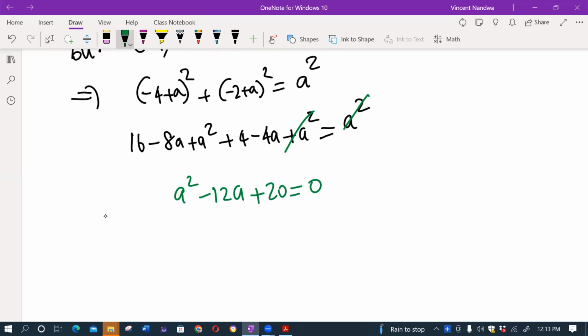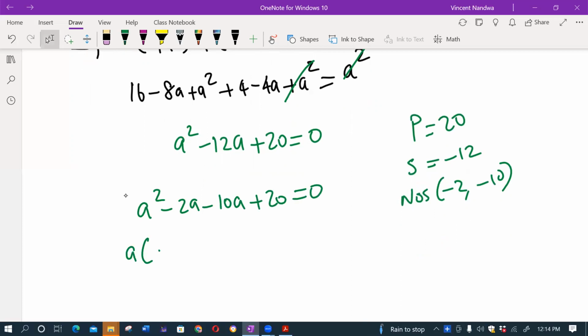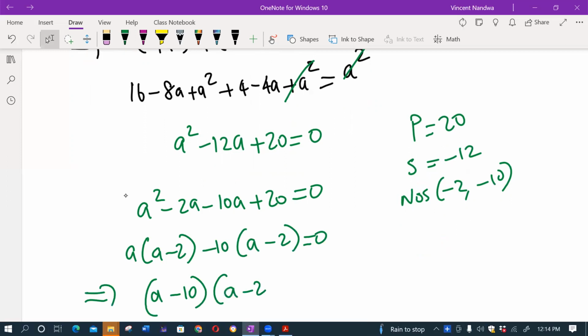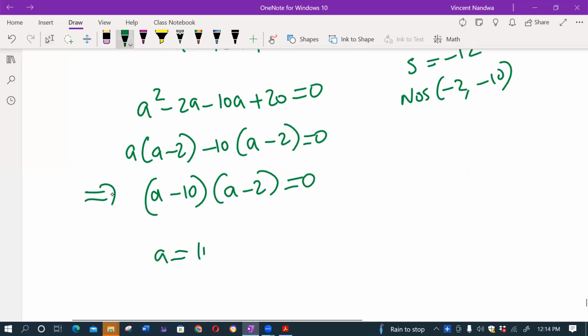Which means the product is 20, the sum is minus 12, so the numbers are minus 2 and minus 10. So we'll have A squared minus 2A minus 10A plus 20 equals 0. So A(A minus 2) minus 10(A minus 2) equals 0. So (A minus 10)(A minus 2) equals 0. Therefore, A equals 10 or A equals 2.